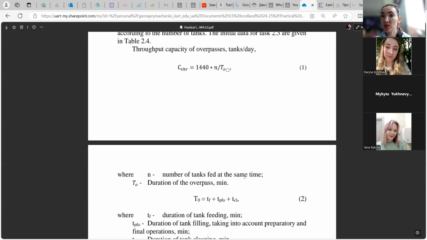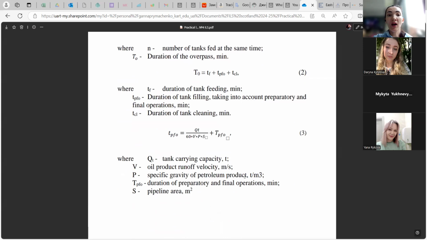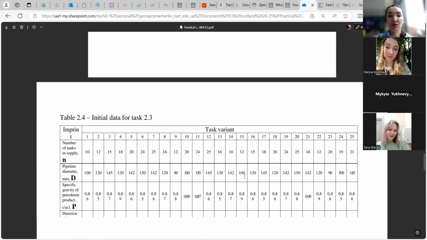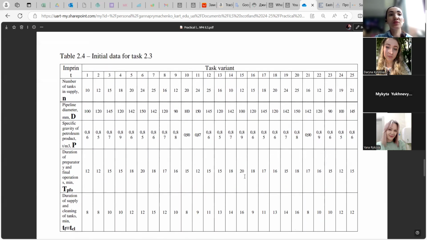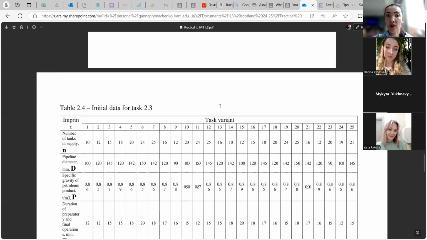We can find these parameters in our table. Now I hope for different variants, it is different parameters. So it is the first parameter in our table 2.4. For example, for the first variant, it is 10 tanks. For the second variant, it is 12 tanks. And others you can find for your variants. Okay, I think you find it.